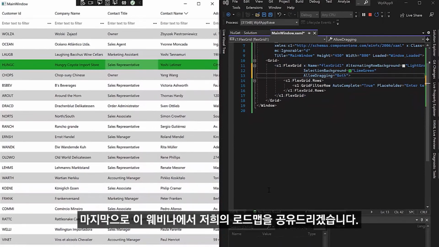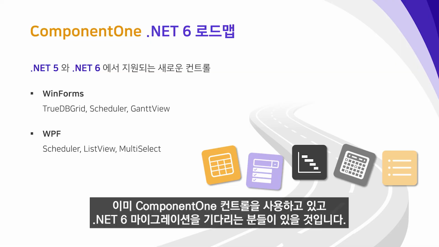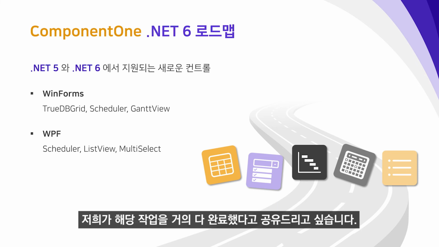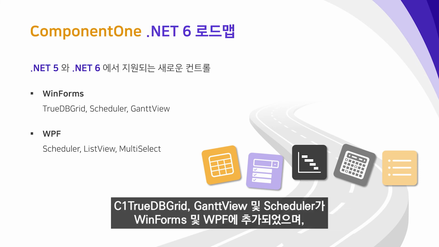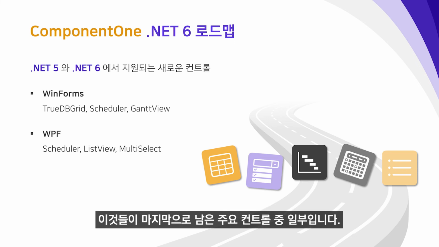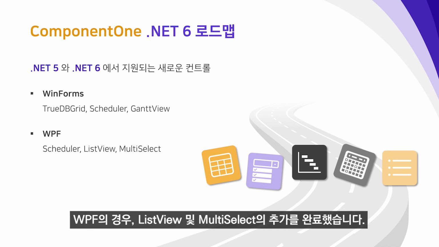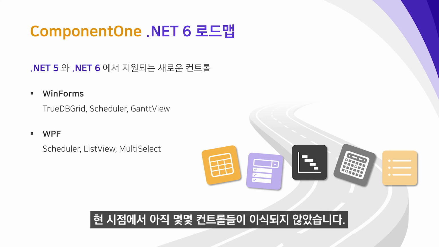Lastly, in this webinar, I want to go over our roadmap. So for those of you who are already using ComponentOne controls and looking to see us complete our .NET 6 migration, I can share that we are mostly there. With the addition of C1 TrueDB Grid, Gantt View, and Scheduler in WinForms and WPF, we're now adding some of the last big controls. So for WPF, we've also added List View and Multi-Select. And at this point, more controls are ported than not.